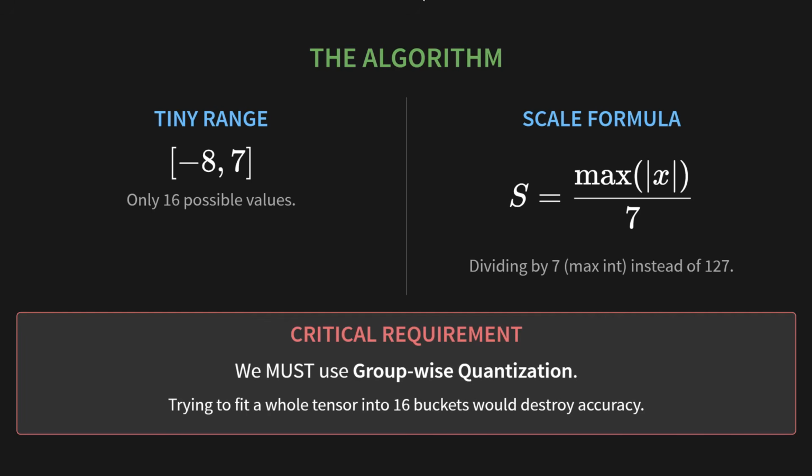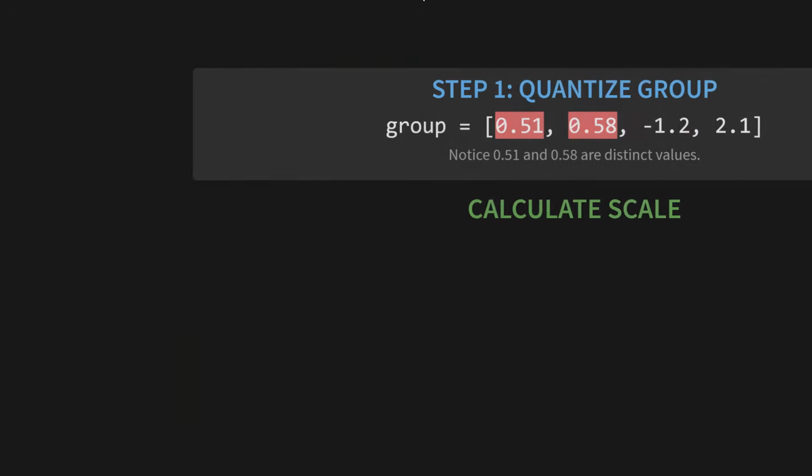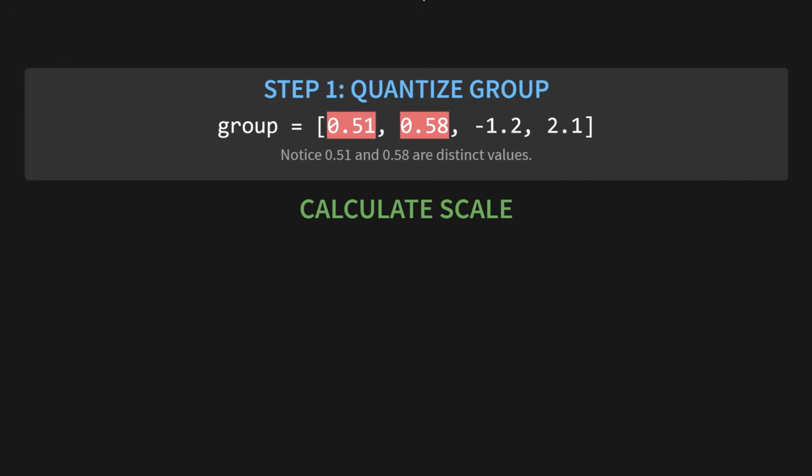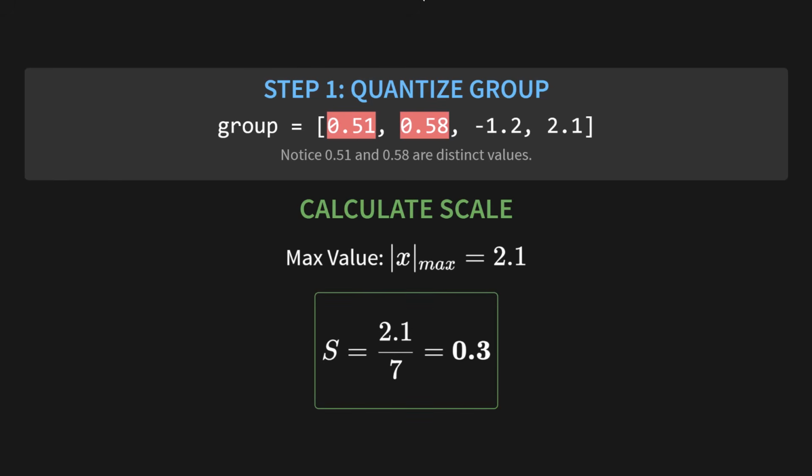Let's walk through step 1, quantizing a group. Here's our example group of weights, 0.51, 0.58, -1.2, and 2.1. Now notice how close those first two values are, 0.51 and 0.58. They're different, distinct numbers. Okay, let's calculate the scale. The maximum absolute value here is 2.1, so our scale S is 2.1 divided by 7, which is 0.3.